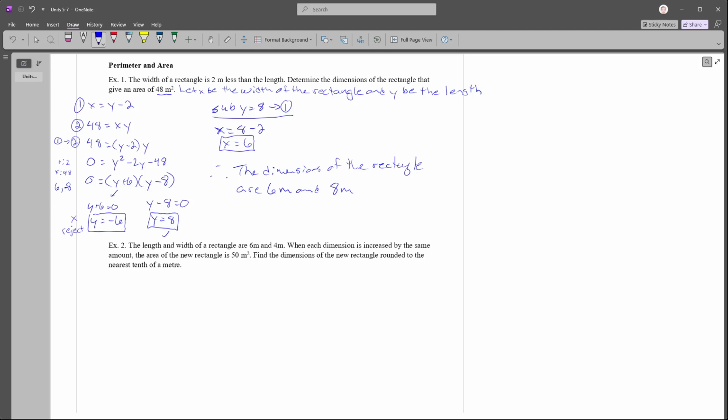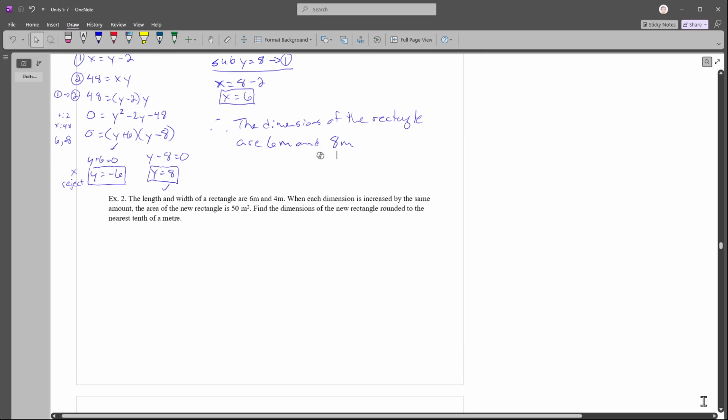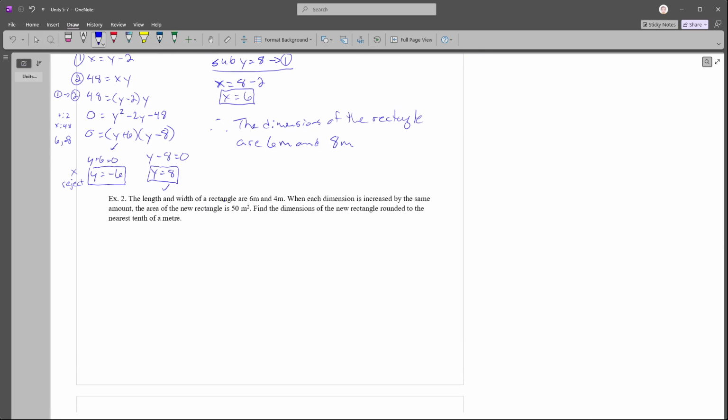All right, let's go down to the next one. So in the next one here, we're still dealing with a rectangle. I don't want to go too far here. Let's pop, right there. All right. So the length and width of a rectangle are 6 meters and 4 meters. Oh, they're telling us the length and width of the rectangle this time. So let's go draw a picture. All right. So we have a rectangle like this. So the length and width. So that gives us a length of 6 and a width of 4.